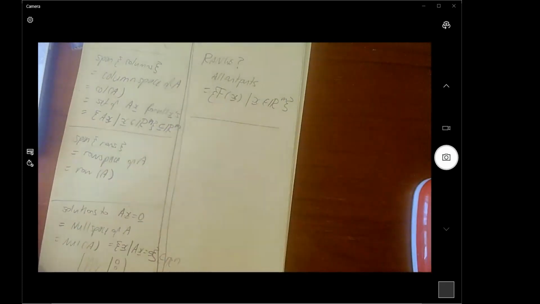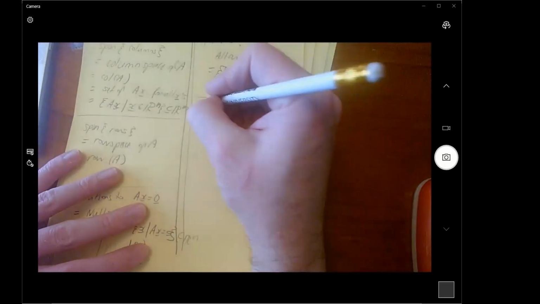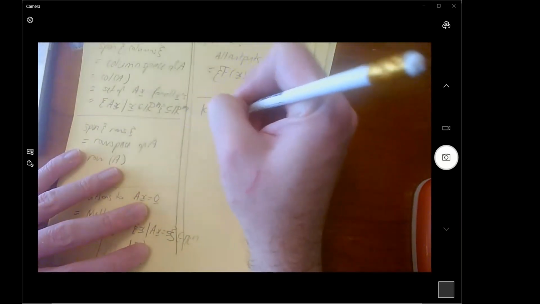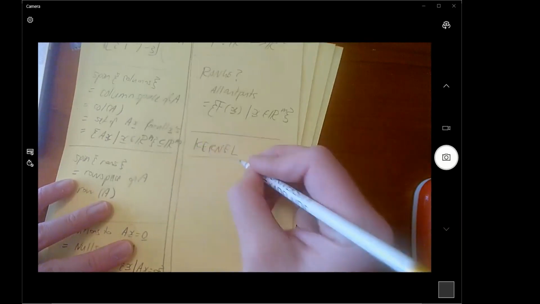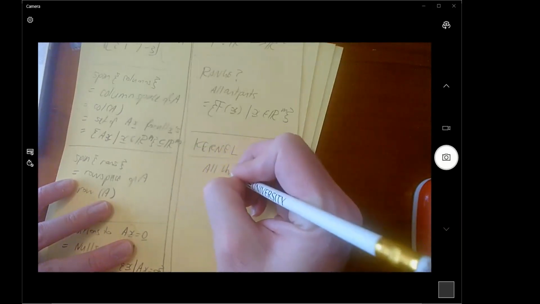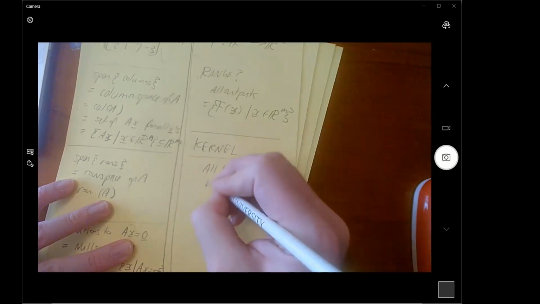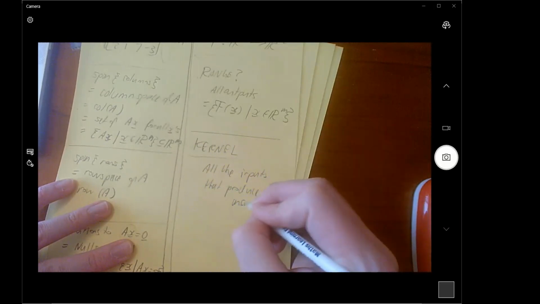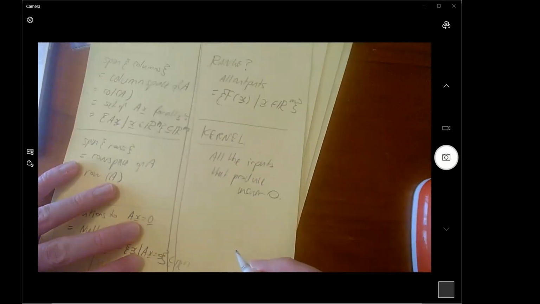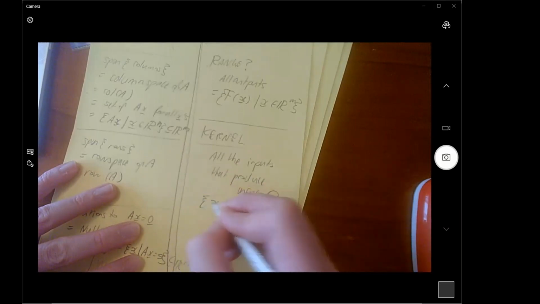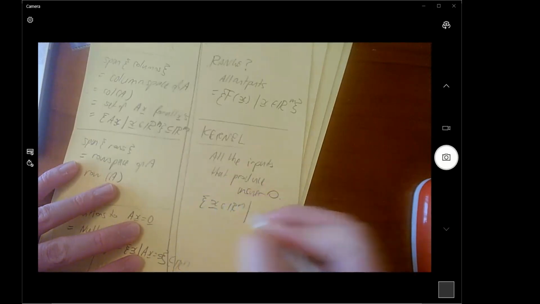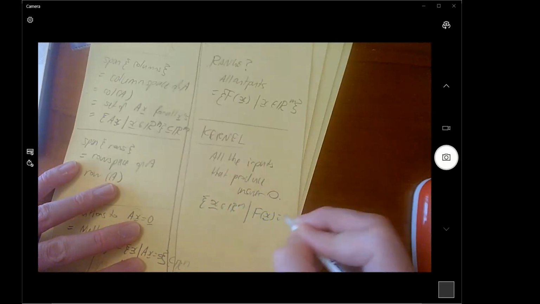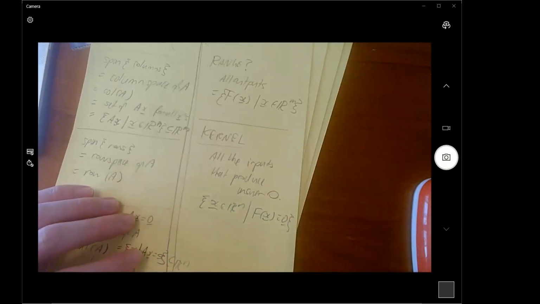The other thing you could ask yourself is, just like with old functions, we asked where they cross the x-axis, which was the same as asking when is the answer 0, we could ask that too. That's the kernel. All the inputs that produce the answer 0. That's the kernel. The set of all the x's in Rn such that f of x is 0. That's the kernel.